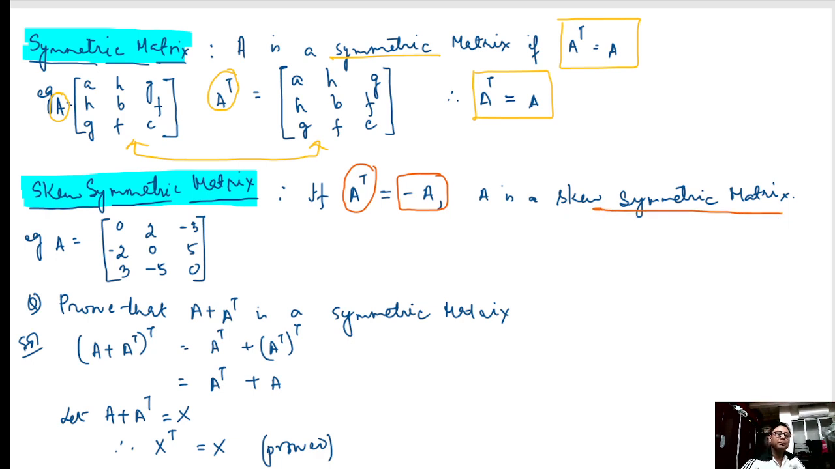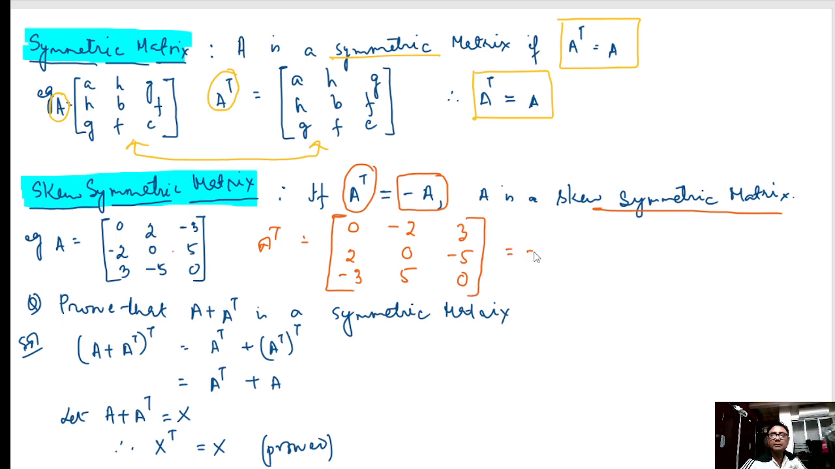So let's take an example here. See, this is the matrix A. If I do the transpose of this matrix, the first row will become the first column, 0, 2, minus 3. Second row will become the second column, minus 2, 0, 5. Third row will become the third column, 3, minus 5 and 0.